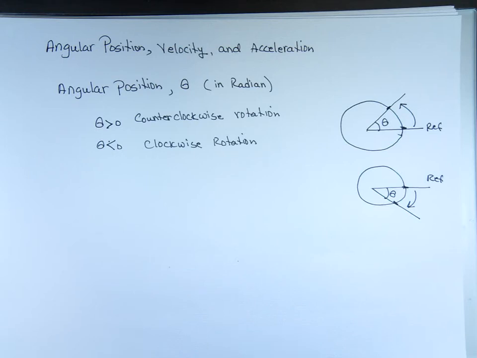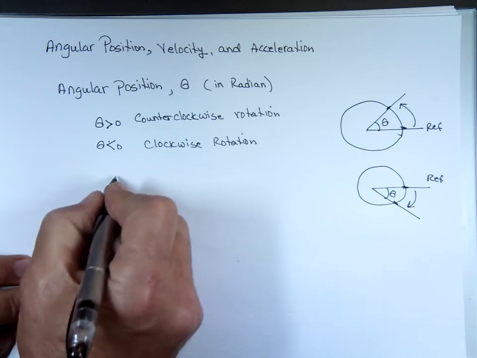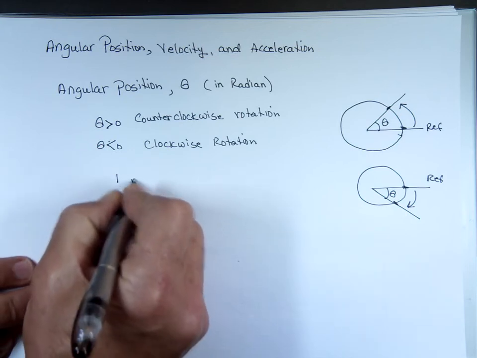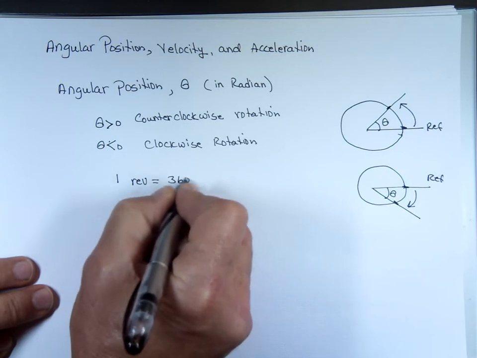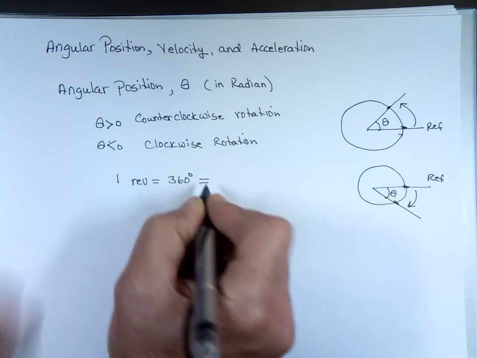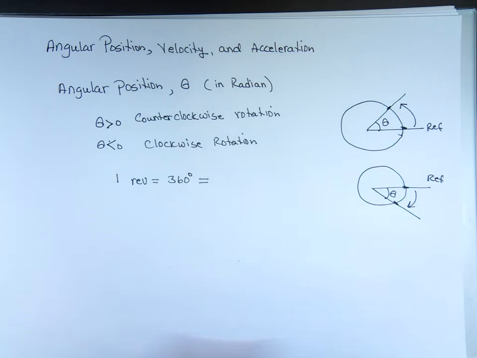Now, as I said before, remember, theta has to be in radians. So you've got to make sure you convert things to radians. In radians, a full turn, 1 revolution, that's 360 degrees, right? How many radians is that when you do a full circle? 2 pi, yes.